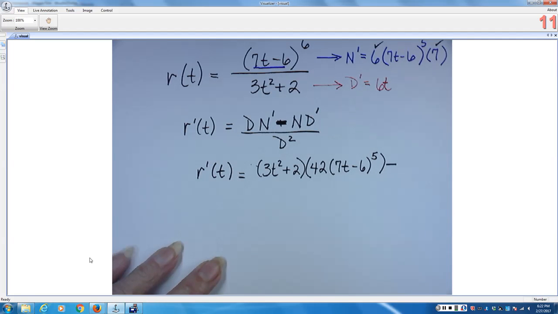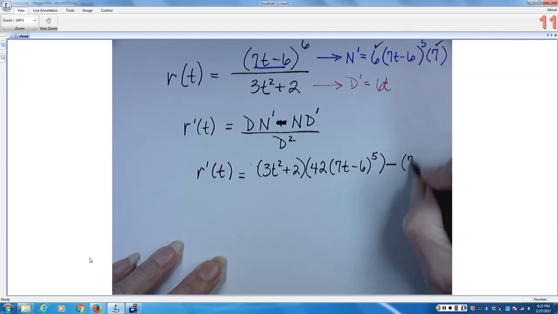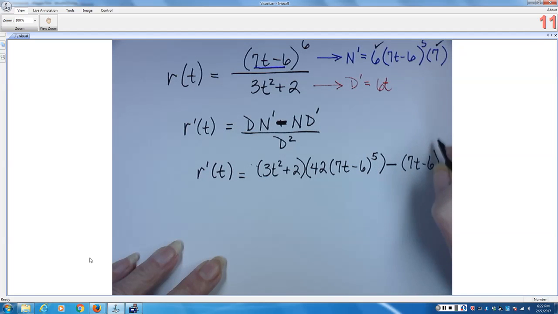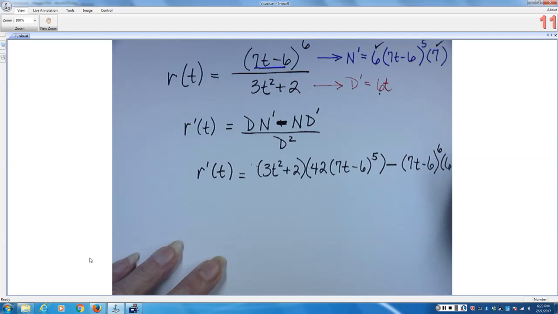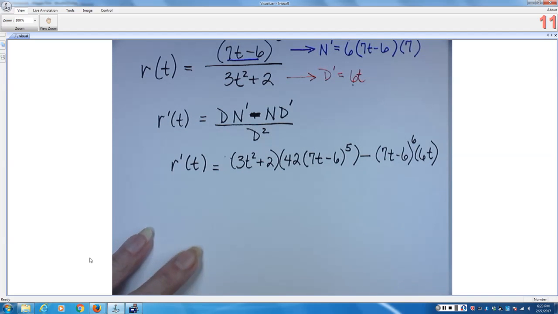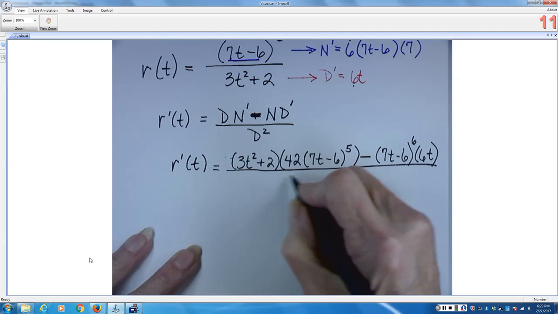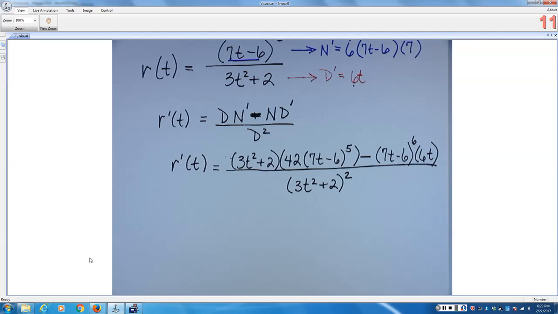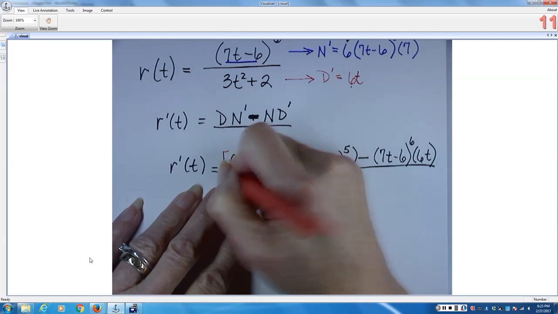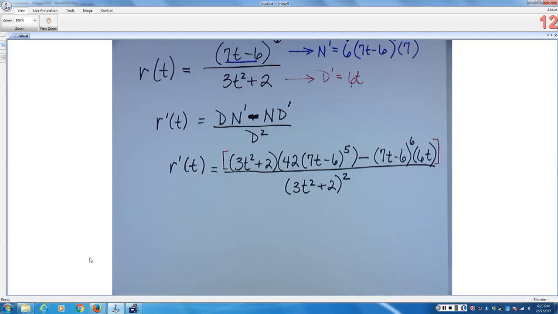And then that's going to be minus the numerator, which is 7t minus 6 to the sixth power, times the derivative of the denominator, which is 6t. And then that whole thing is over the denominator squared. The only thing you're going to have to be careful of is because you do have a rational expression, your whole numerator needs to be enclosed in an extra set of parentheses or brackets. It needs to be grouped so that it actually does the division into the whole numerator. That's an order of operations issue. But once you get that far, that should be enough.